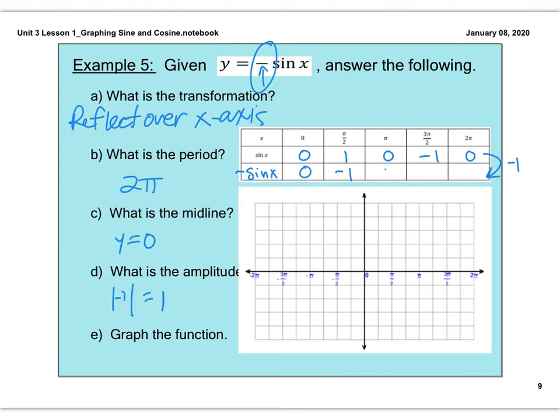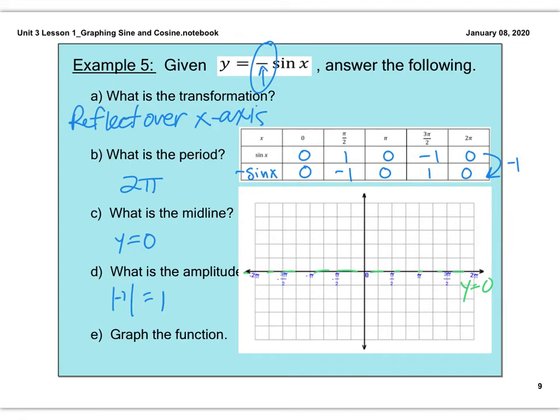This becomes negative 1, 0. This becomes positive, and this becomes 0. So if we graph our midline, it's going to be still at y equals 0. And then we're going to graph the top and bottom rows of our chart here.